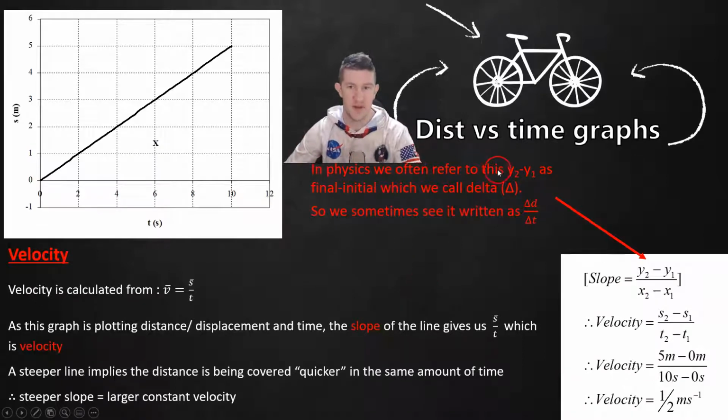In physics, we sometimes refer to this as the y2 take y1, just like you would see in maths. This is the slope formula. But often we use the final take initial concept, and that's where the delta comes in. So we often just call it delta t, delta s, things like that. That's just the final take initial, or y2 take y1. So if we look at the standard slope formula from maths, we've got the y2 take y1, where did we finish in the distance, minus where we started, and x2 take x1 we substitute for time, the difference in time over that interval. So the slope gives us our velocity. So mathematically, we can use distance time graphs to calculate velocity by finding the slope.